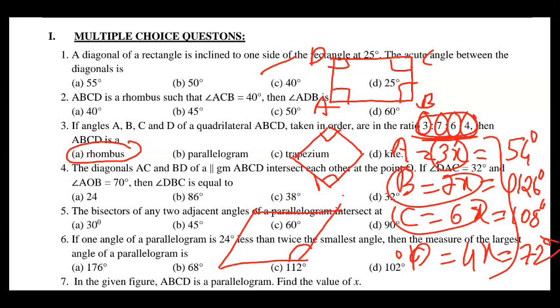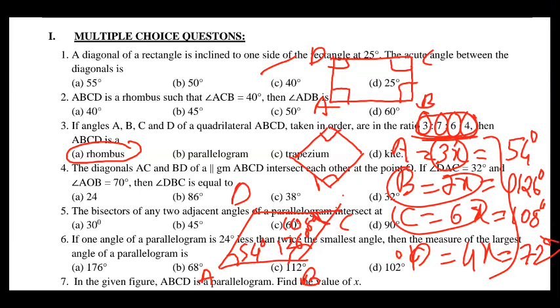Beta, can you hear me? Yes. ABCD, if you write ABCD, then look here: if this is 54 degree, yes beta, if this is 126 degree, is this 108? Can this be 108 degree? Can angle C be 108 degree?